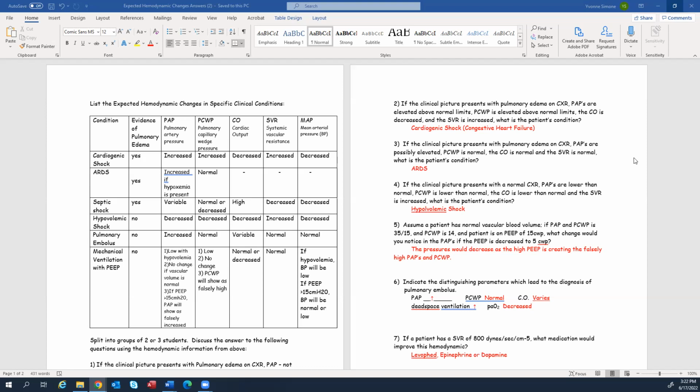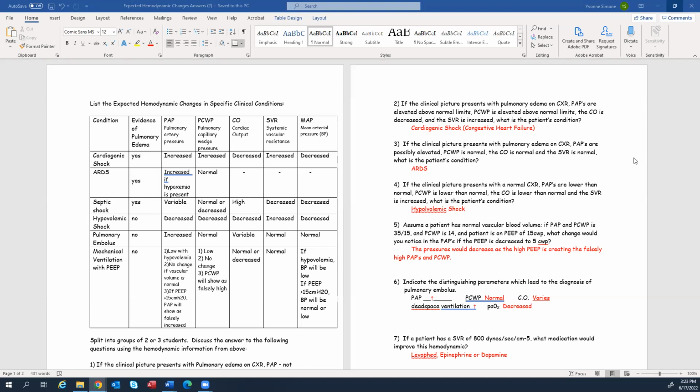So high pulmonary artery pressures because blood backed up into the pulmonary vessels. High wedge because the left ventricle is not putting out blood. Decreased cardiac output. So we're looking at cardiogenic shock or left heart failure, congestive heart failure.